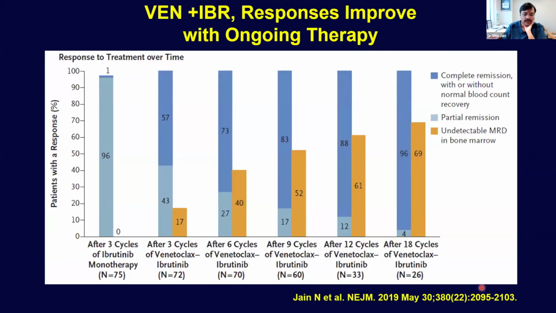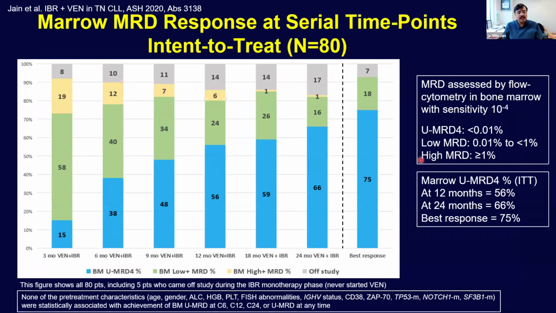This data we initially reported in a New England Journal paper a couple of years ago now, where we showed that with sequential bone marrow, the number of patients getting MRD negativity continues to improve with time. And then we updated this data at the ASH meeting, where again, for the first 3 months, patients get Ibrutinib alone, and then the venetoclax is added for a total of 2 more years.